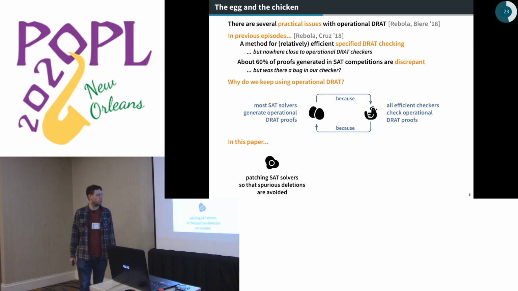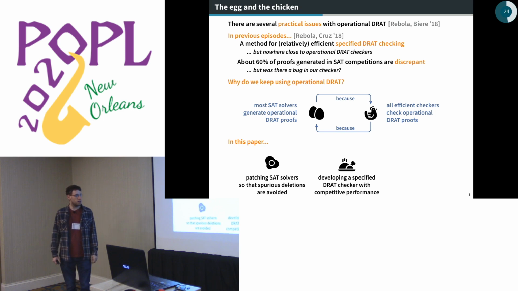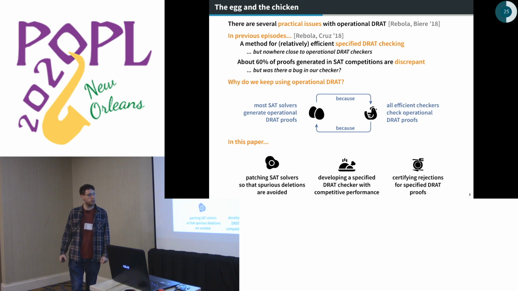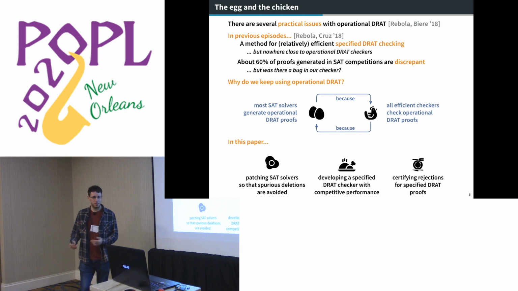So on the one hand, we're going to patch the SAT solvers so that these spurious deletions are avoided. The SAT solver is introducing deletions that are never intended to be applied. On the other hand, we're going to develop a specified DRAT checker that actually has competitive performance, so it performs on par with the operational DRAT checkers that are out there. And on the other hand, we're going to check with certificates that the rejections that we got are actually correct. So we're going to do basically the opposite of what is usual. We're going to certify the incorrectness of a proof.